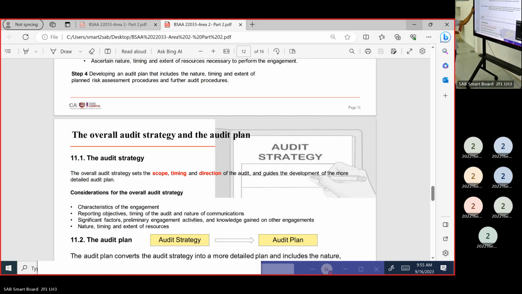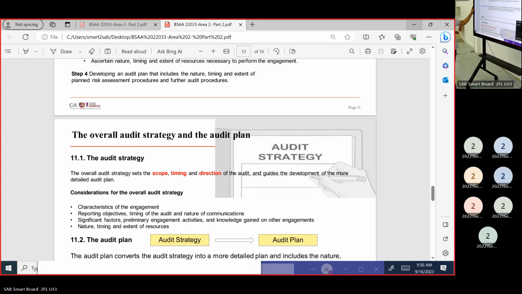For the strategy, firstly we take the scope, timing, and direction. What's the scope we are going to cover? What's the time we have? And then how can we direct toward that target? That's the basic strategy. Timing: do we have unlimited time to complete the audit? No. We have a time period to complete it. Does it cover a 1 year, 6 month, or 3 month audit? We have to consider that. What's the deadline we have to finish it by? That's the time.